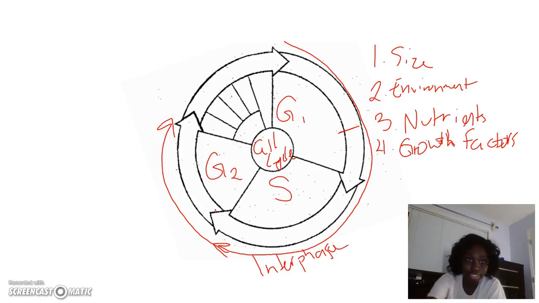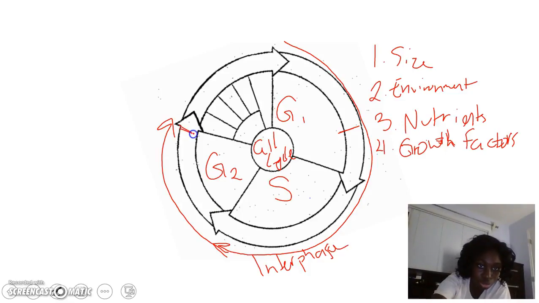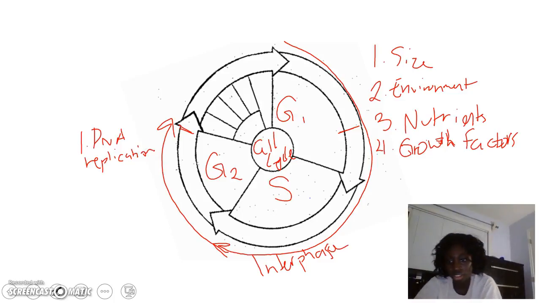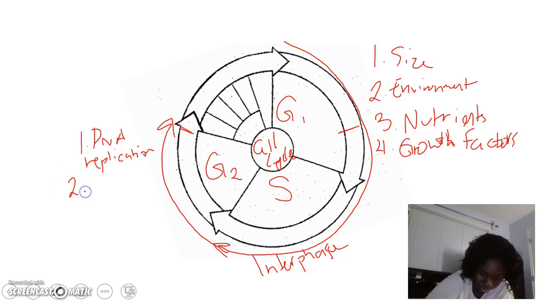And at the end of this phase, the second checkpoint is reached. The checkpoint checks to see if DNA has been replicated correctly from synthesis, because if DNA is not replicated correctly, then the daughter cells will not get the right amount of DNA chromosomes that they need. There also needs to be a sufficient amount of nutrients.